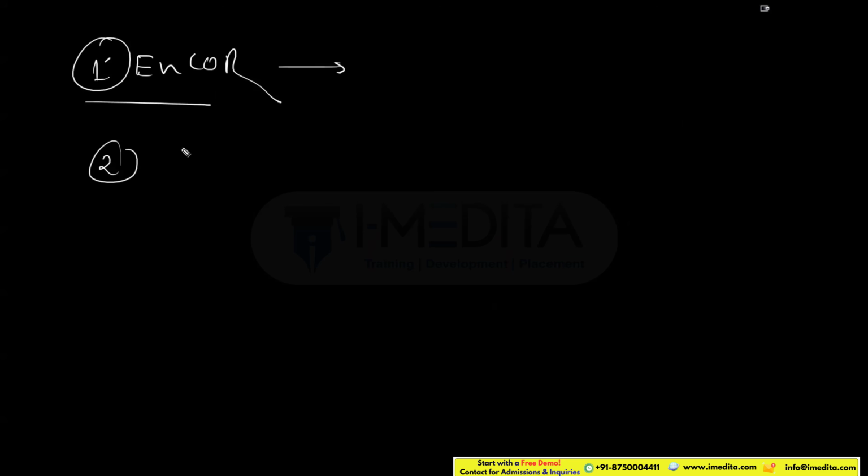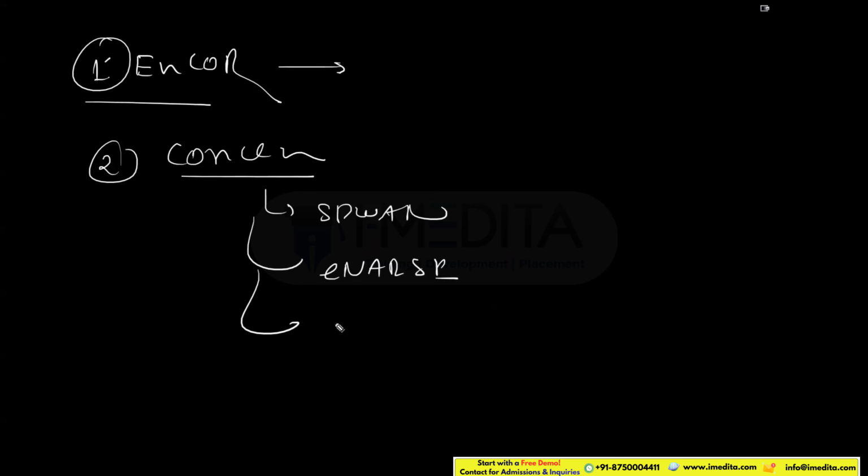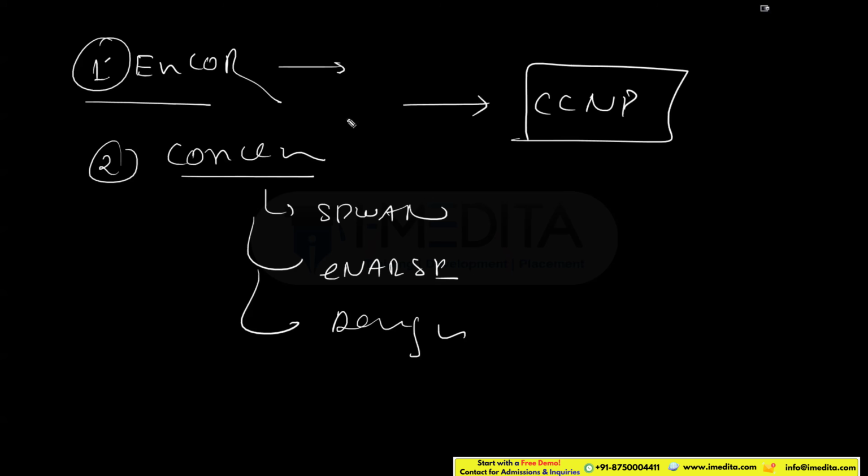After ENCORE, you can go for several concentration exams, such as the SD-WAN exam, ENARSI, NRC, and some additional exams like automation and design. One of these additional exams you can take, and you will be CCNP certified. If you pass the ENCORE exam and one of the concentration exams, then you will be CCNP certified.